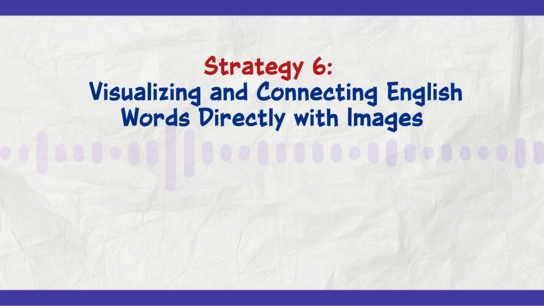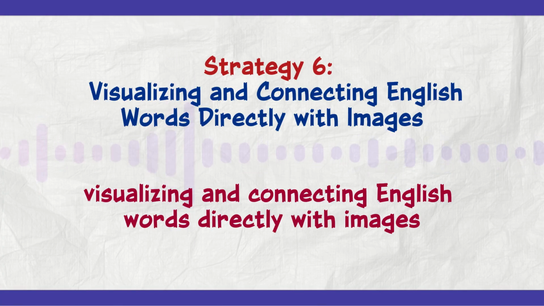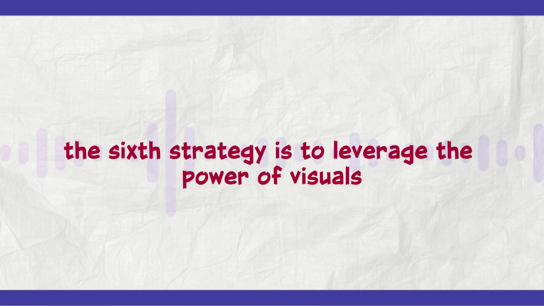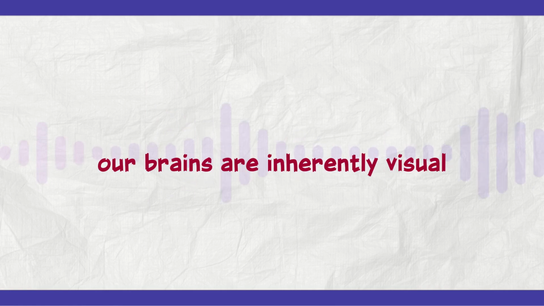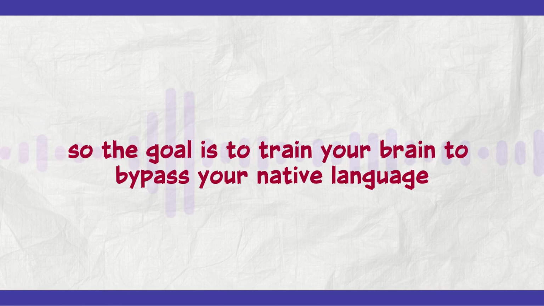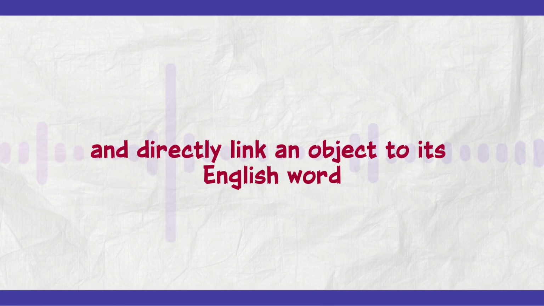Strategy 6. Visualizing and connecting English words directly with images. The 6th strategy is to leverage the power of visuals by proactively connecting English words directly with images. Our brains are inherently visual, so the goal is to train your brain to bypass your native language and directly link an object to its English word.